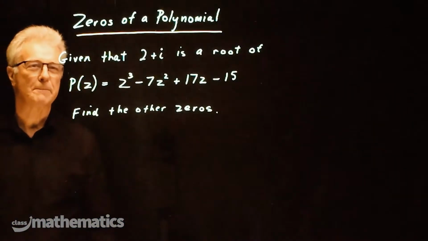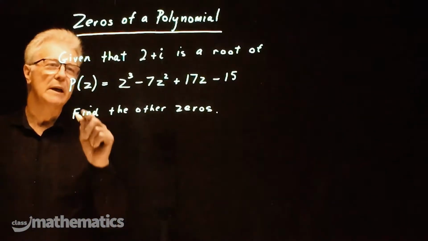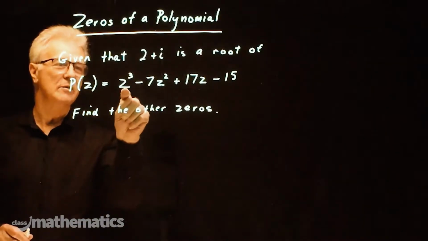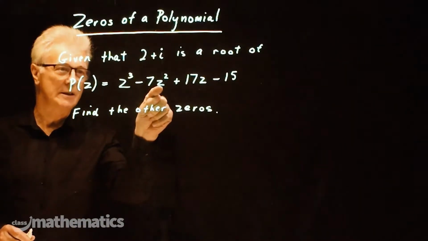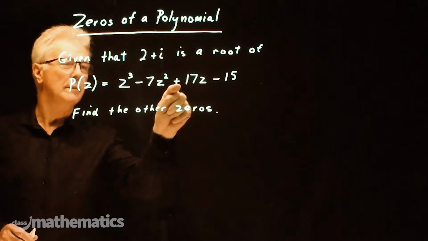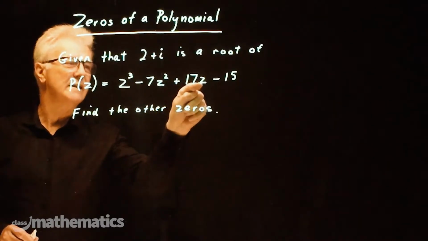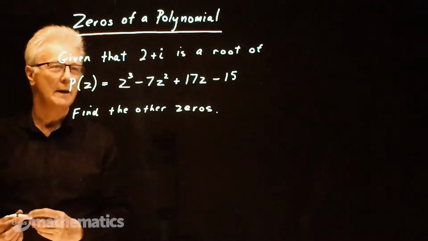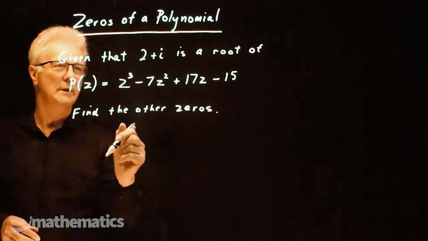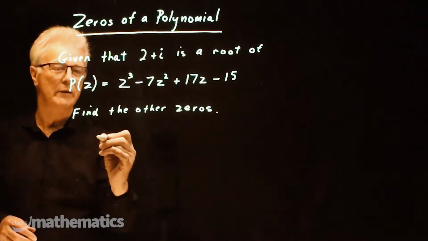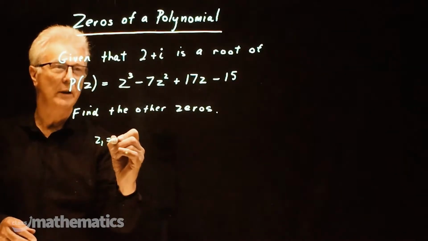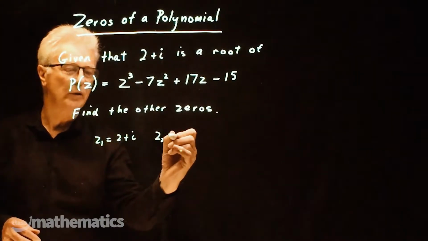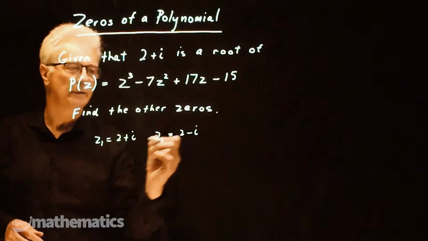Zeros of a polynomial. Now in this example we're given that 2 plus i is a root of P(z) equals z cubed minus 7z squared plus 17z minus 15. We have to find the other zeros. Now if this is a root, then the conjugate will also be a root. So z1 would be equal to 2 plus i, and z2 would be equal to 2 minus i.